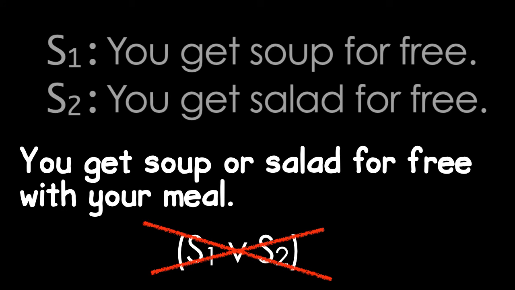So we can adopt a symbolization key. Here, let S1 mean you get soup for free. Let S2 mean you get salad for free. And now try to translate this sentence. It would be wrong to translate it as S1 or S2, where the OR is just our wedge disjunction symbol from SL, because you can't just get both of them for free with your meal. That's not the way restaurants work. That doesn't mean we can't translate this sentence. It just means this isn't the right way to do it.